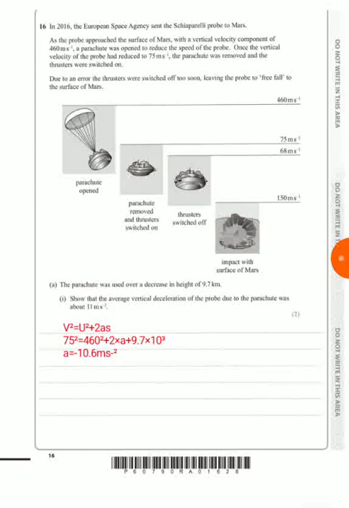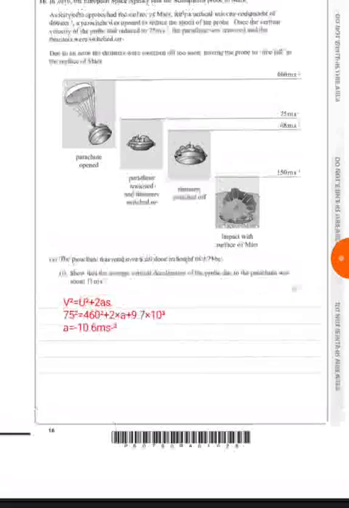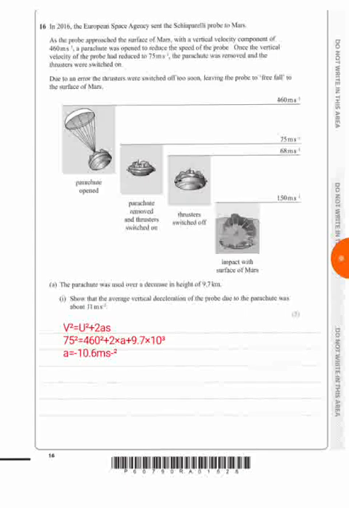The parachute opened at 460 meters per second, and then the parachute was removed and thrusters switched on. Then it's 75 meters per second, and then the thrusters switched off. Then it's 68 meters per second, and then it falls and hits the surface at a velocity of 150 meters per second. So part A, the parachute was used over a decrease in height of 9.7 kilometers.